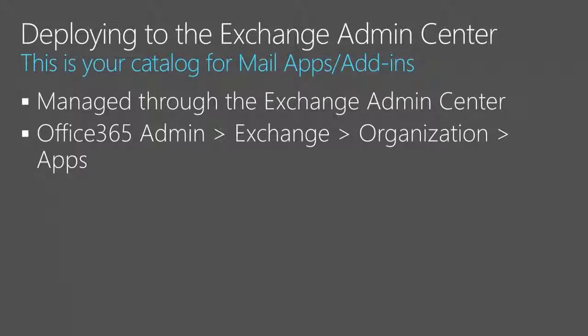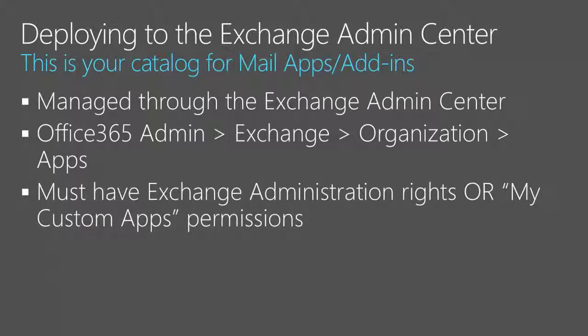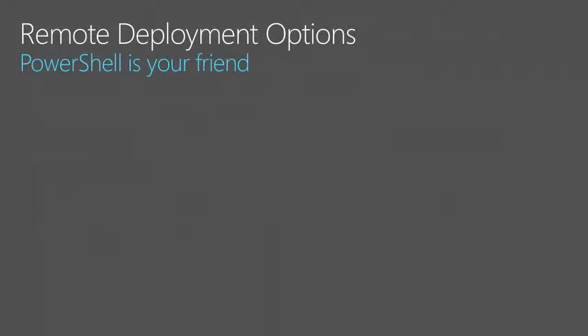So it's managed through the Admin Center. You get to that with Office 365 Admin. You go to Exchange, and then it's under Organization Apps. I'll actually show you this here in a minute in the browser. You must have Exchange administration rights or the My Custom Apps permission. So maybe you are the Exchange administrator and you don't want to put yourself on the hook for being in the loop every time somebody wants to deploy an app. There is a custom permission level that you could give maybe somebody in your IT, your dev department, the ability to actually deploy the apps. So you can delegate that permission and not put yourself in that spot.